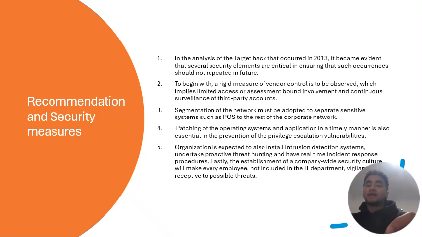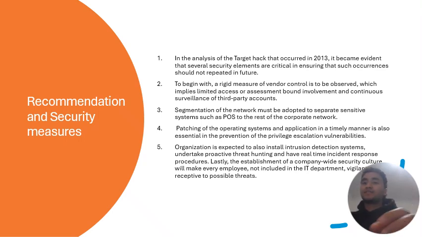If we look at the case overview, what has happened, and some of the things we utilized in this case study, it was hashing and hypervisors, and the use of forensic tools to investigate this overall case. So I'm going to suggest five recommended security measures to try to avoid this kind of data breach in the future. From the analysis of the Target hack that occurred in 2013, it becomes evident that several security elements are critical to ensure such occurrences are not repeated in the future.